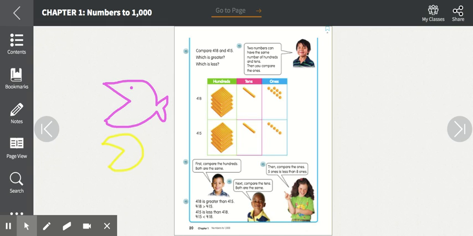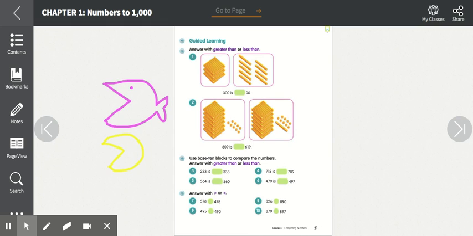So they're going to write the final product as 415 is less than 418. But you could write it the other way around too: 418 is greater than 415. Okay, so let's take a look. Answer with greater than or less than. Let's compare this amount, 300, and this amount, 90. Is 300 greater than 90, or is 300 less than 90?